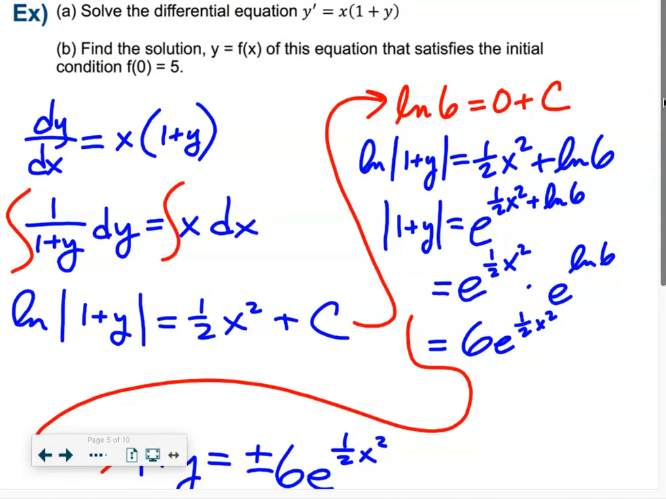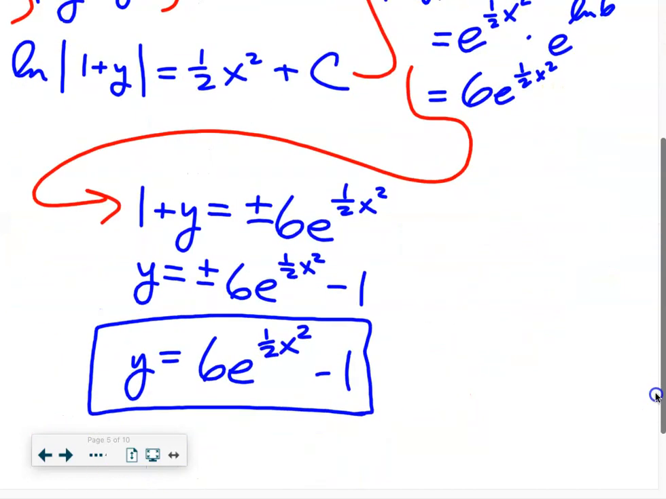Quick review. Separate your variables. Integrate both sides. Don't forget your plus c. Plug in the point and solve for c. And then rewrite your function and then solve for y to make sure that your final answer is a function.